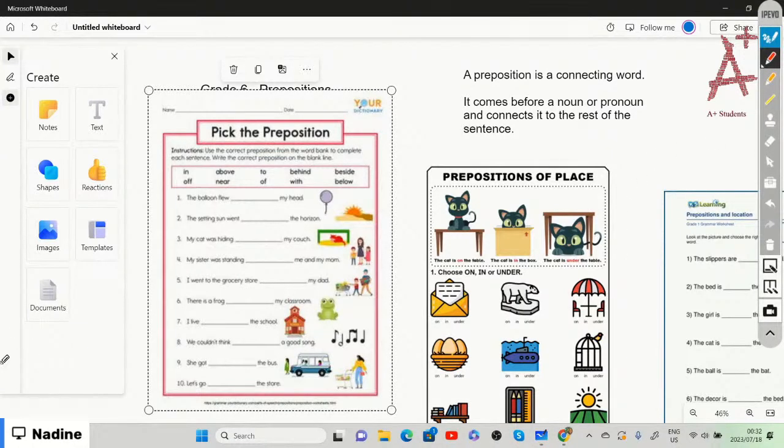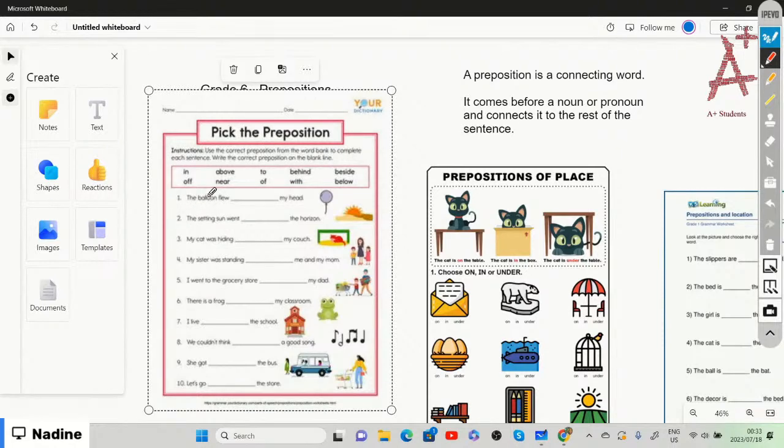So we are going to choose the correct preposition from the word bank. The prepositions within the word bank are in, off, above, near, to, of, behind, with, beside, below, right? We are not going to do all 10, we're just going to do a few of the 10, right?